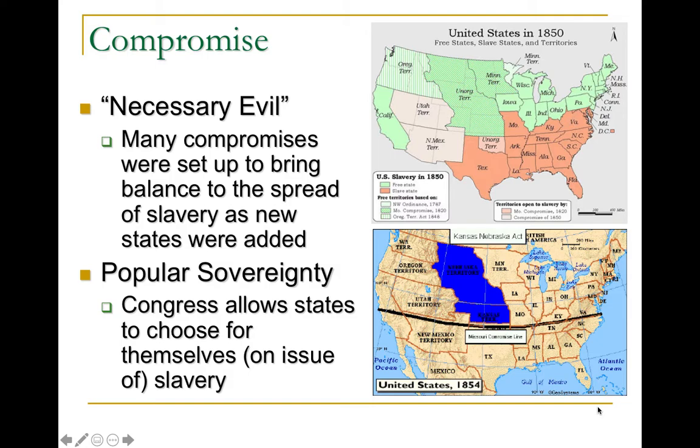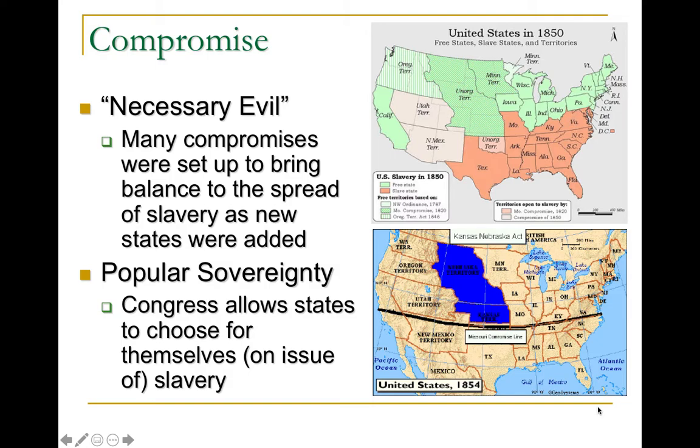But on the issue of slavery, this sanctioned slavery, so that slavery was not seen as morally wrong and therefore the federal government should get involved, but as just simply an issue like gun rights or drinking laws that should be left up to the states, which is a tragedy. So Congress allows states to choose for themselves on the issue of slavery. And this causes a lot of disagreement and violence and later a civil war.